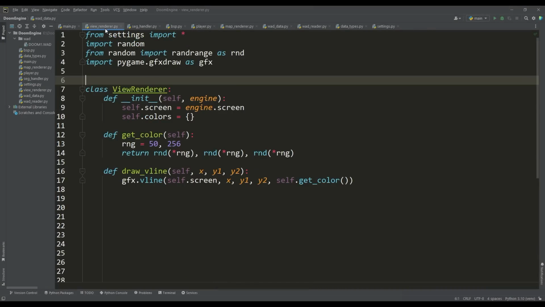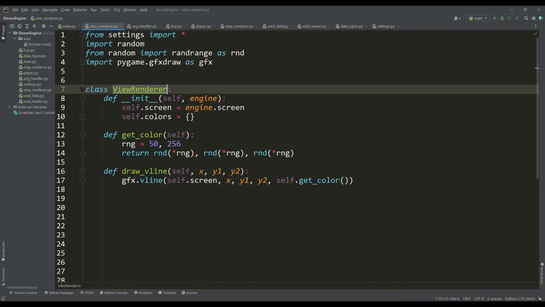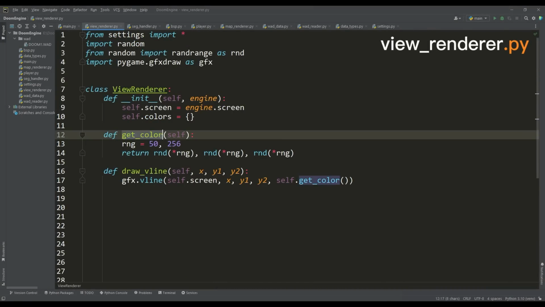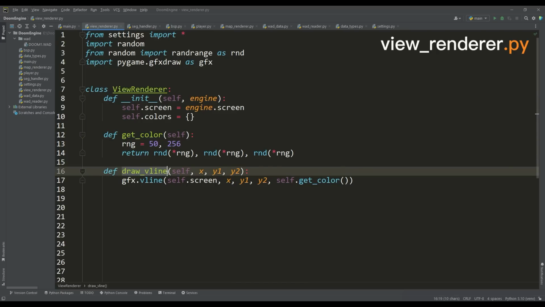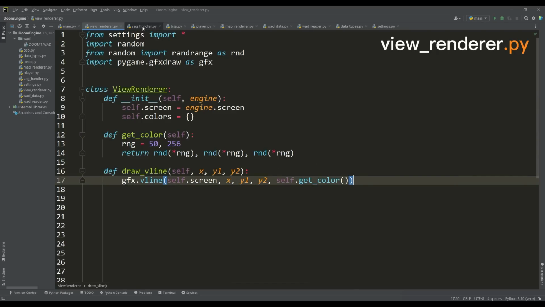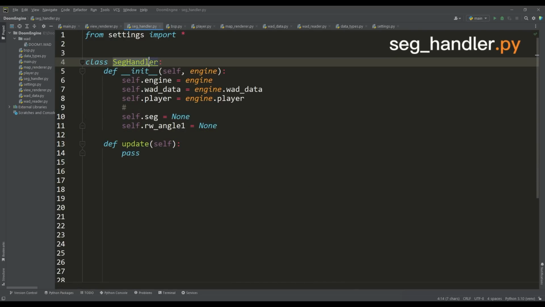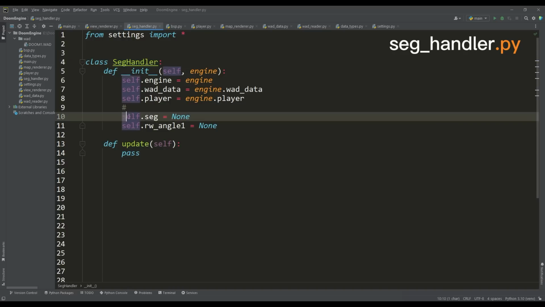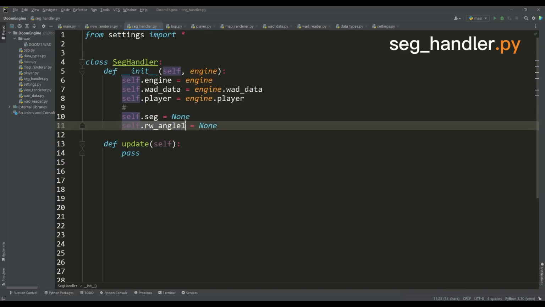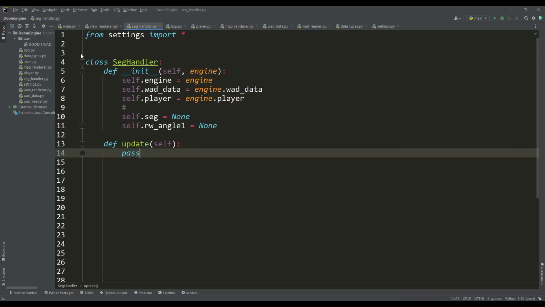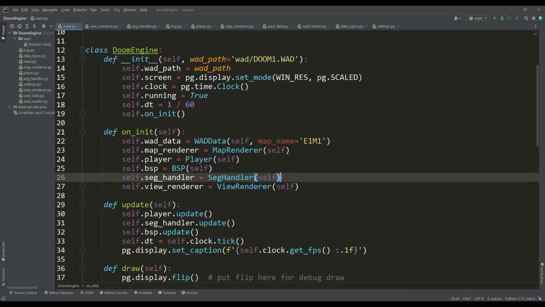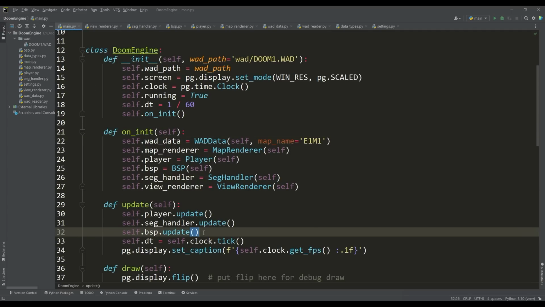To work with walls, you will need two classes. The first is the view renderer. For now it will have a method for getting a random color and a method for drawing a vertical line using the GFX module. The second class is the segment handler. From the initial attributes it is worth noting the current segment and the value of the angle to the first vertex of this segment. And do not forget to create instances of these classes in the engine class.